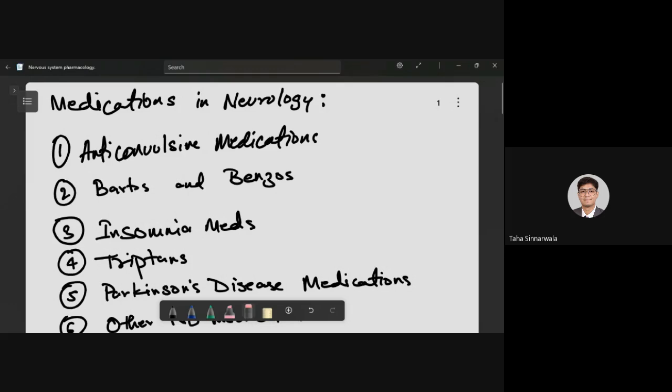So let's wait for a couple of minutes, maybe 2 or 3 minutes, and then we can start with the explanation for all these medications. If you guys have any questions before then, you can ask them right now.